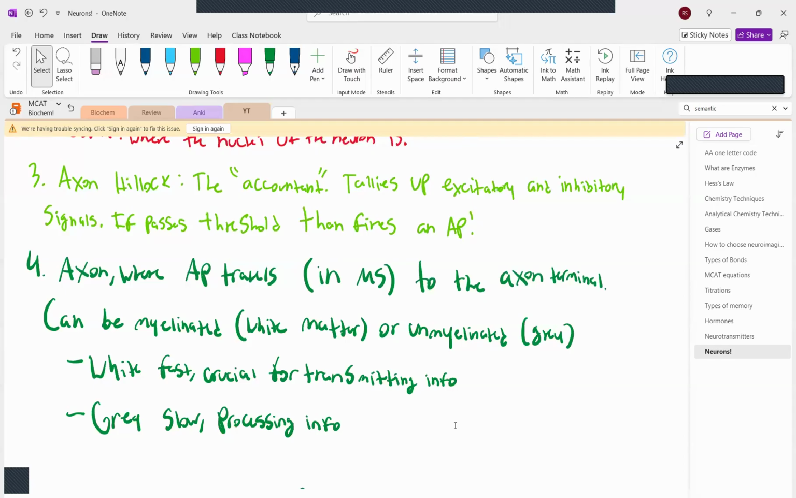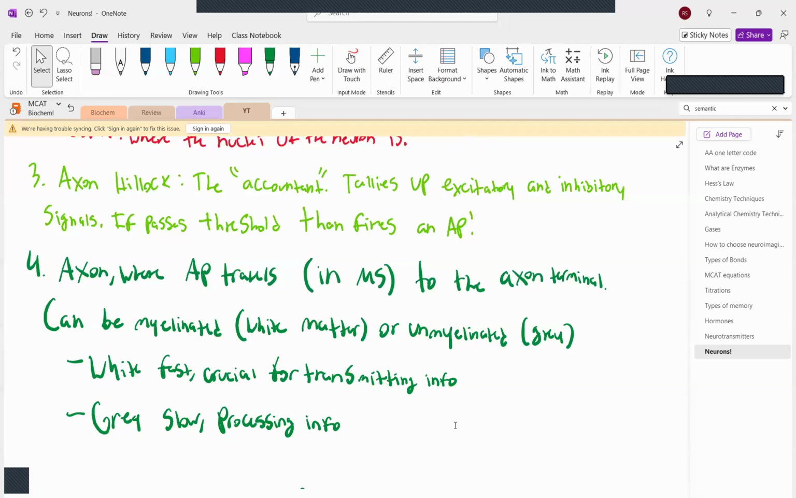It's just a long space for the action potential, so that different cell types can communicate as efficiently as possible. And then it could be myelinated, which is like the white matter you see in your brain, or it could be unmyelinated, which is the gray matter of your brain.